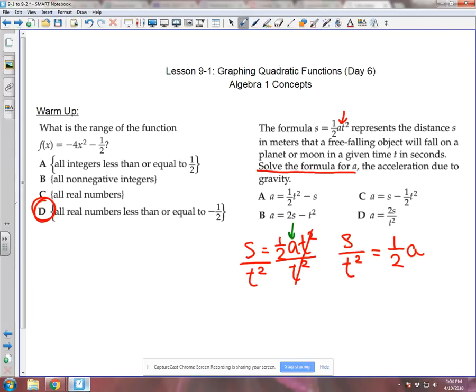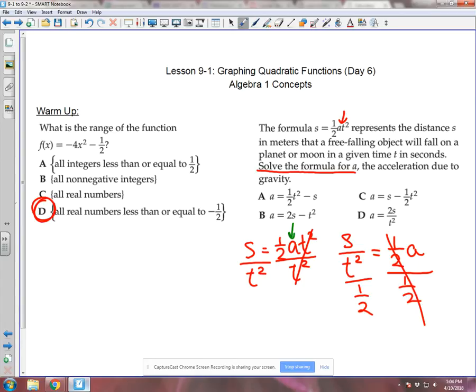Now what do I need to get rid of? The 1/2. Folks, what's happening between the 1/2 and the A? So what are you going to do? We're going to divide by 1/2. So those will cancel.